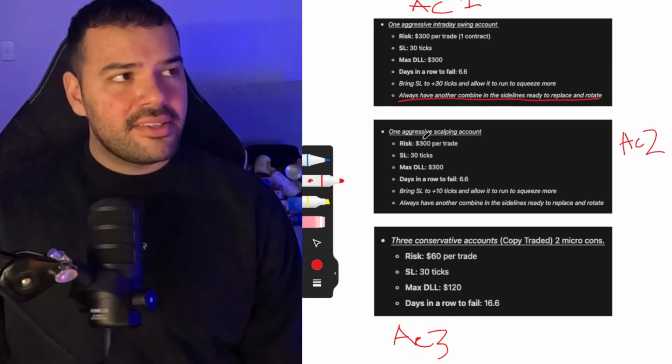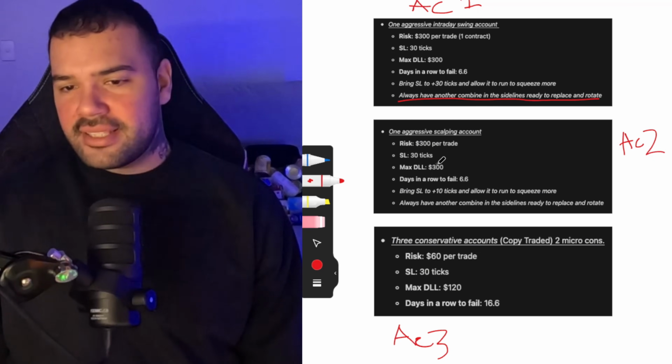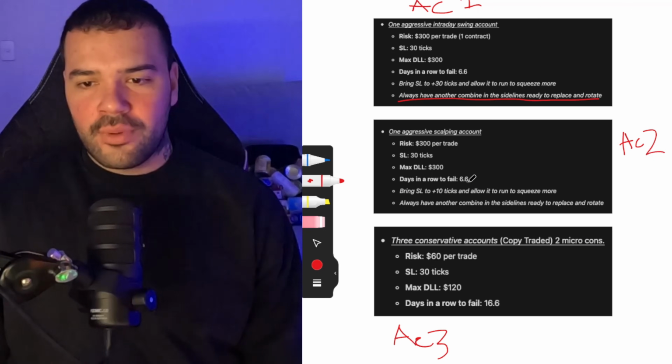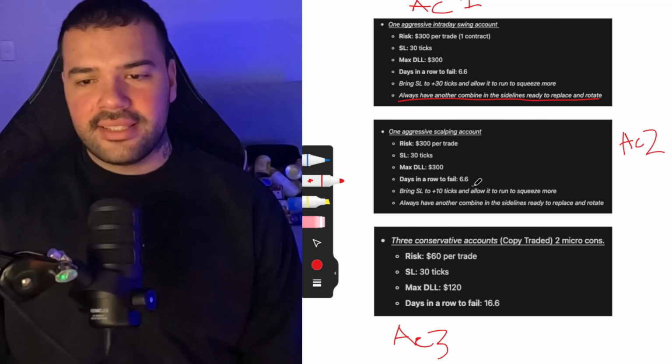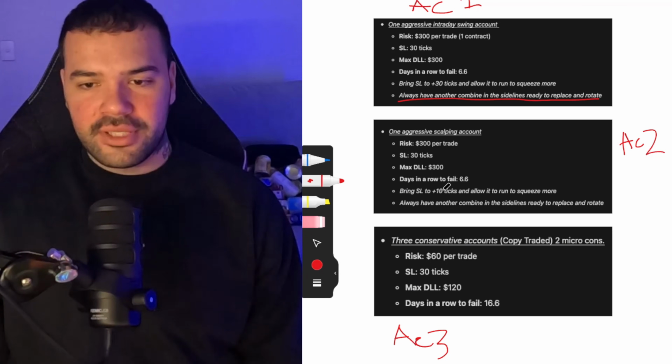My scalping account, a similar story, risking 300 per trade, stop loss of 30 ticks, max daily loss limit of 300, again 6.6 days in a row to blow the account. And my rule here is to bring my stop loss to plus 10 ticks if it goes in my favor by 10 ticks. And then if it can run and squeeze more out of it, good for me. If not, then I'm stopping out at plus 10 ticks.